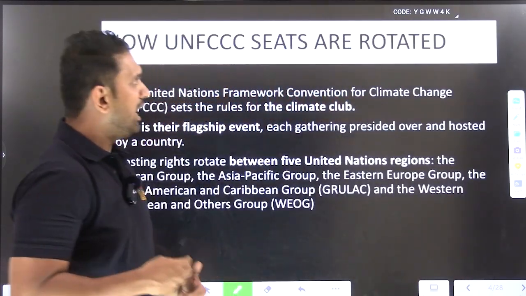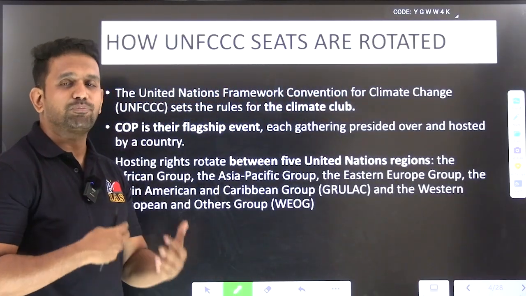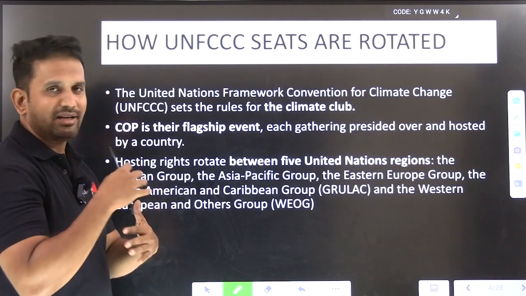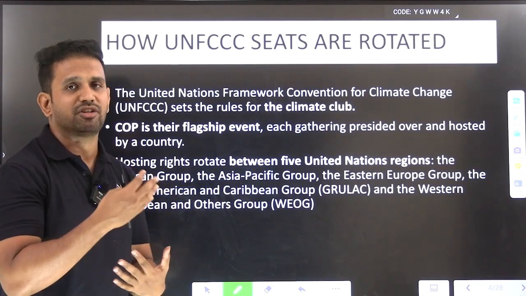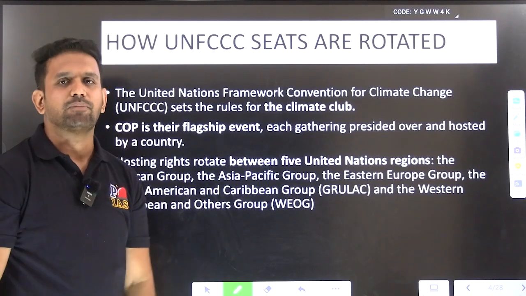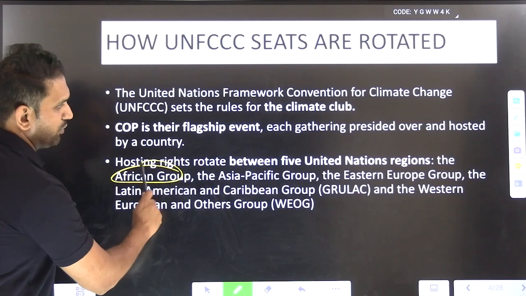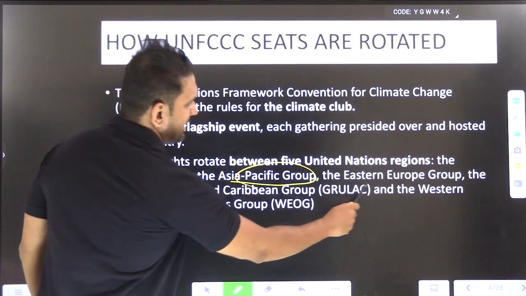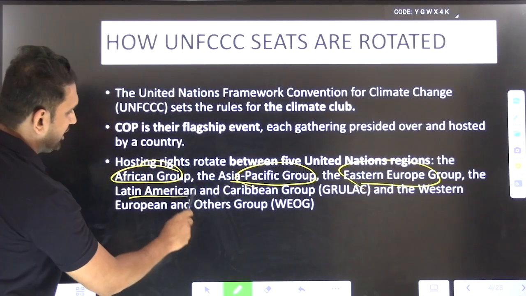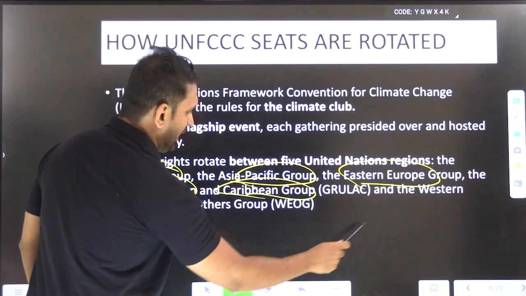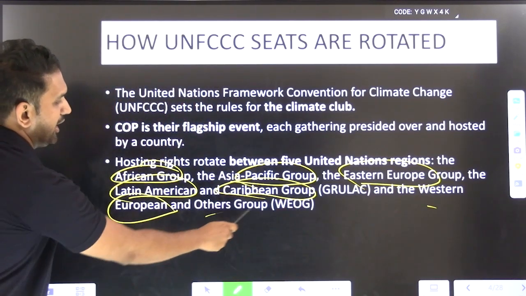Now, how is the presidentship of this convention rotated? Basically, the presidentship or chairmanship of this convention is rotated among 5 important groups belonging to 5 regions. One is the African group, then the Asia Pacific group, Eastern Europe group, Latin American and Caribbean group, and Western European and other group.